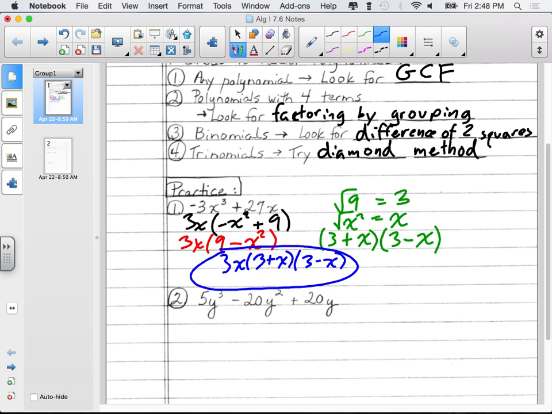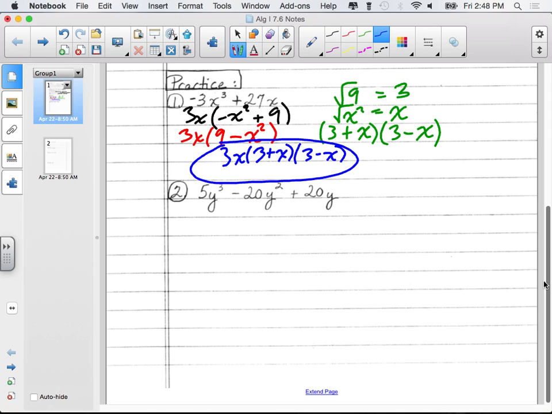So all we're doing is we're just combining all kinds of factoring that we've done so far. The next one's going to be 5y. All right, number 2. First thing we always do is find the GCF if there is one. So what is the greatest common factor that we can factor out of all 3 terms, Hunter? 5y. And what are we left with after we factor out 5y? Y squared minus 4y plus 4.